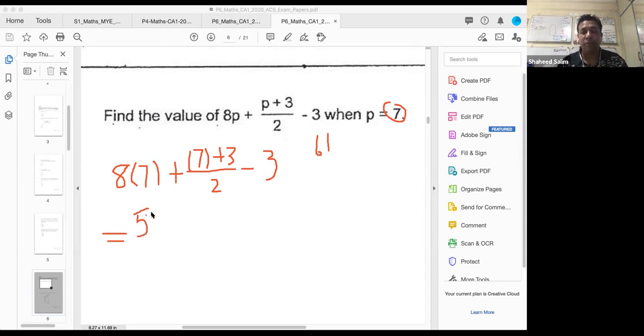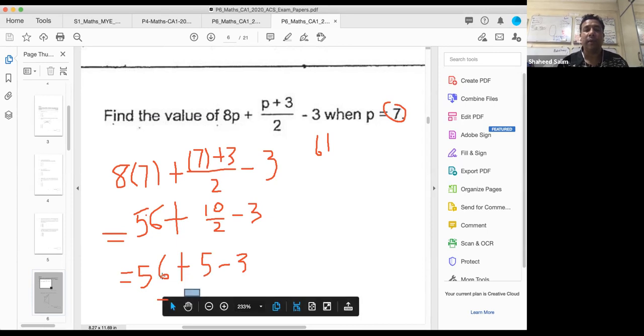Before you give the answer, 56 plus. Down here, you remove the bracket. 7 plus 3 is 10. 10 divided by 2. What's your answer? 10 divided by 2, Ilhan? 5. So, plus 5 minus 3. So, 61 minus 3 is 58. Correct. Okay, 58. So, you know.